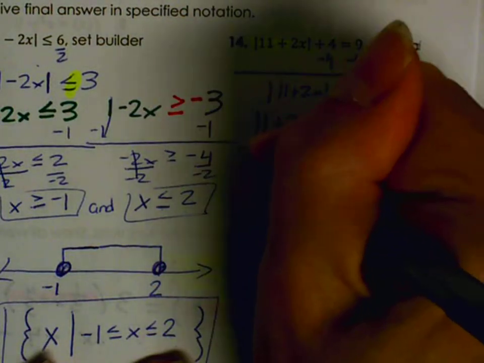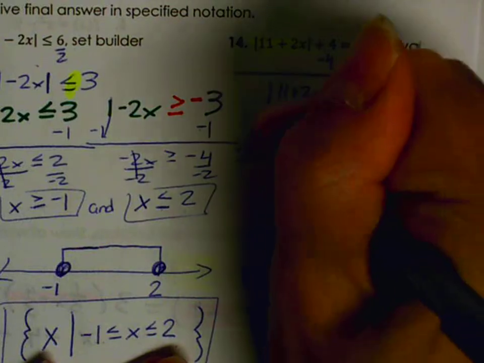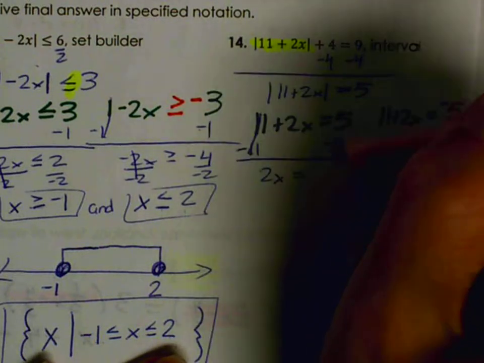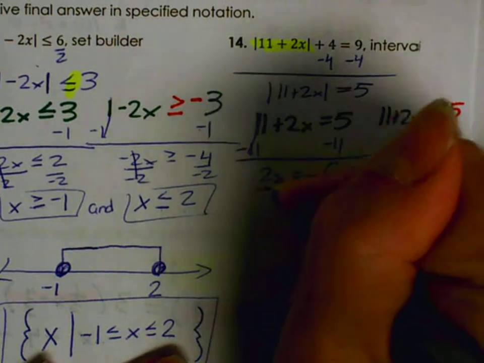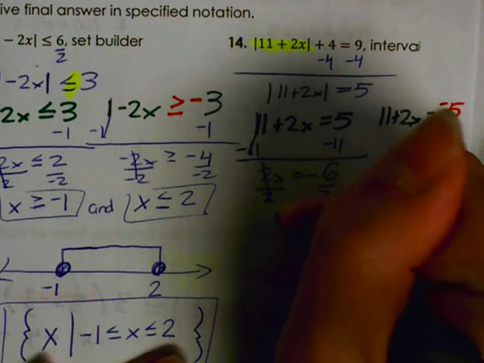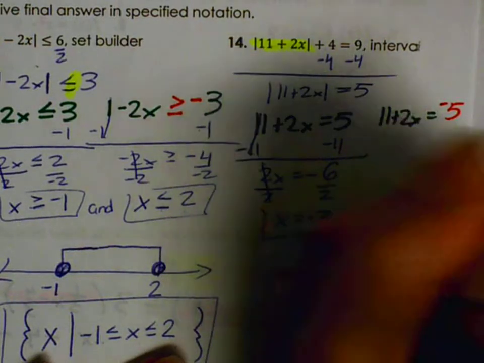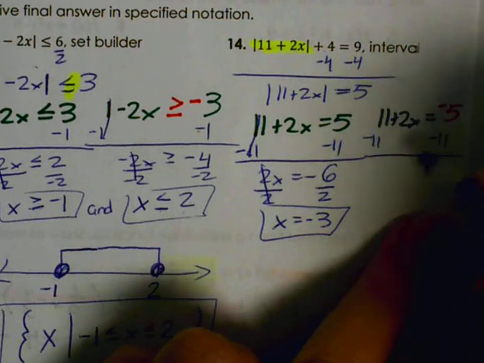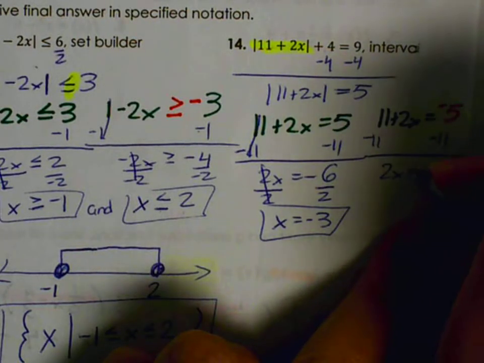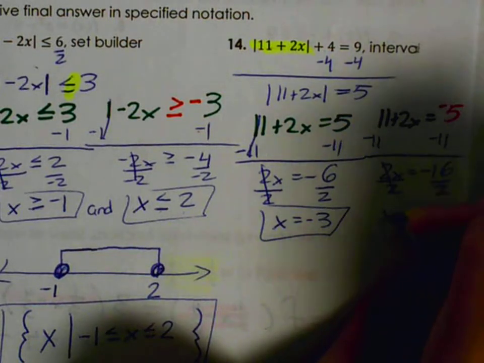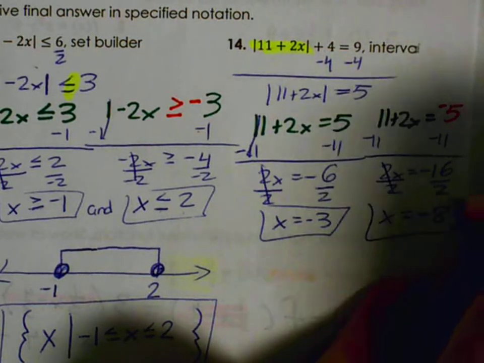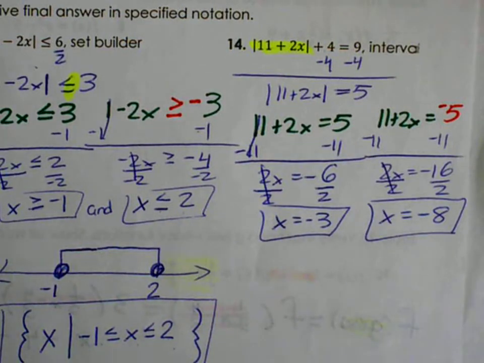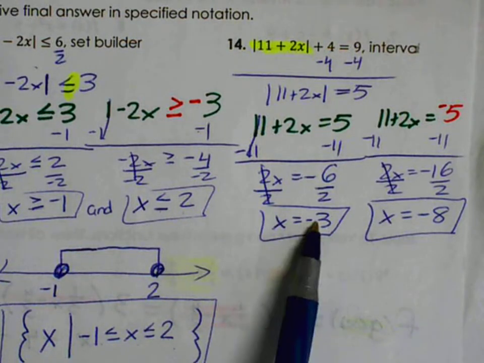So now we're solving this equation. Subtract 11 from both sides, and I get 2x equals -6. Divide both sides by 2, and x equals -3. Here, -5 minus 11, I get 2x equals -16. Divide by 2, and x equals -8. Now remember, when we have equal signs, we need to check for extraneous solutions. So we need to basically plug this back in and see, does it work?